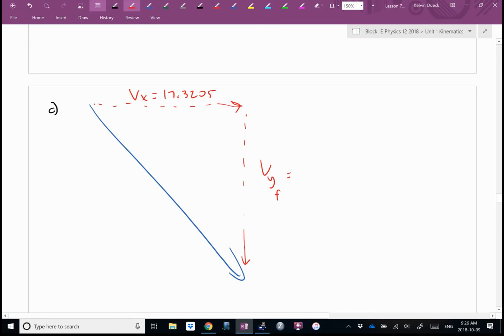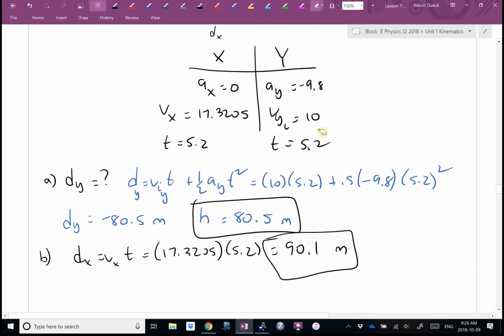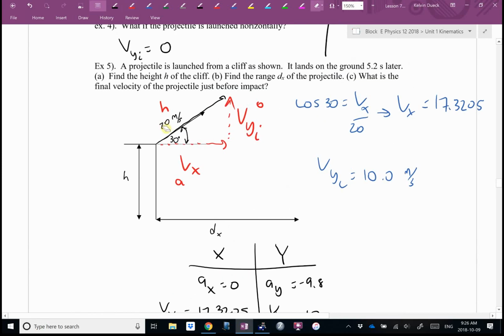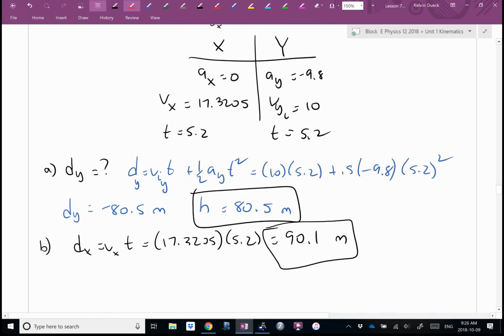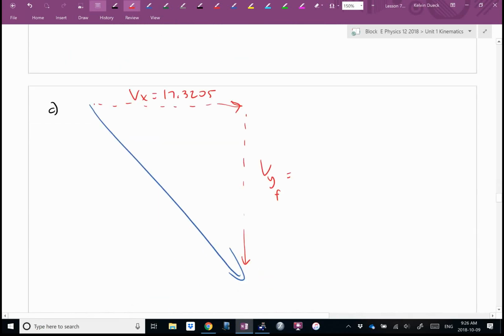The most common mistake kids make on the Vy final, you all stay on this page, please don't turn the page. They put 10. And then when they do the Pythagoras, they end up getting a final impact velocity of 20 meters per second, and they get an angle of 30 degrees, and what they don't realize is they've just uncomponentized and just found the original slanty velocity that I gave you. Vy final is not 10. I have to calculate it.